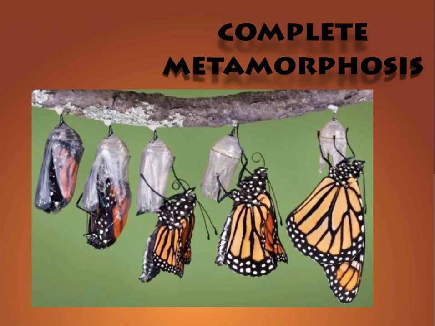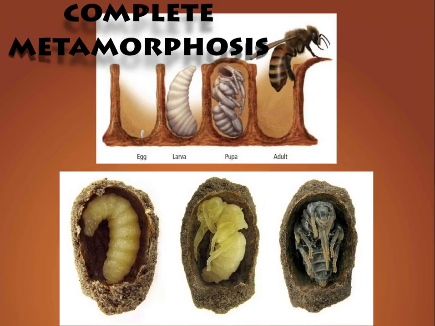Complete metamorphosis has 4 stages. Okay, we have the egg, just like the incomplete. You have the larva stage, and then you have a pupa stage. Each of these initial 3 stages, you have a non-functioning organism. It's still growing. And then after the pupa stage, you have a fully functional adult. Okay, so that's complete metamorphosis.